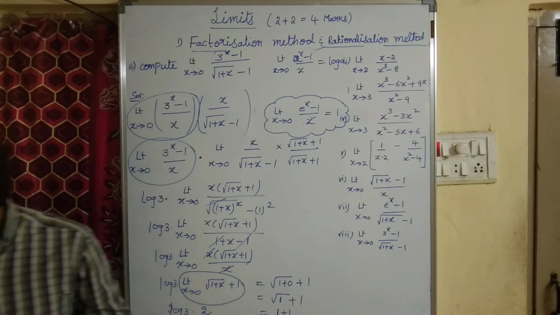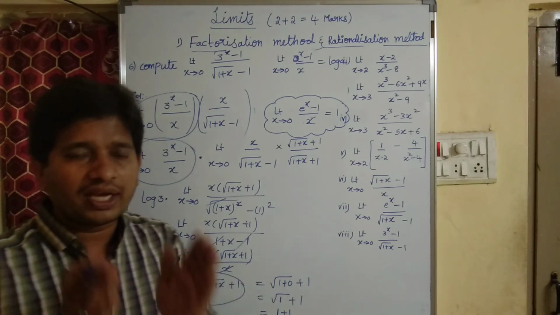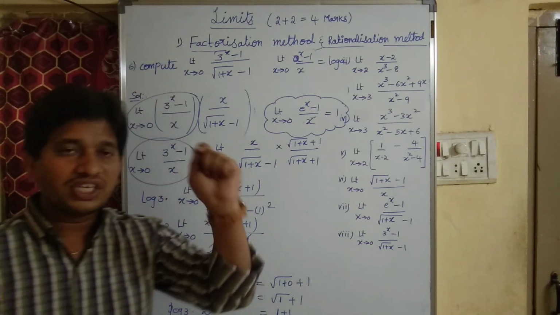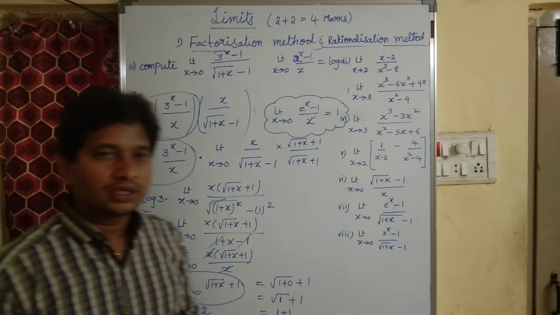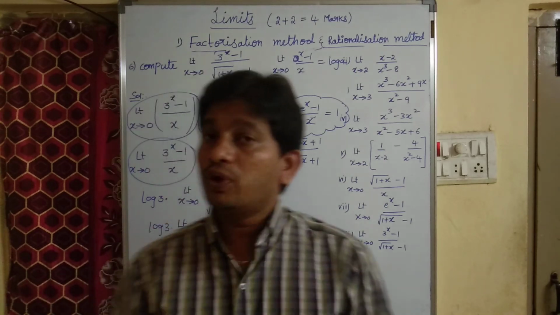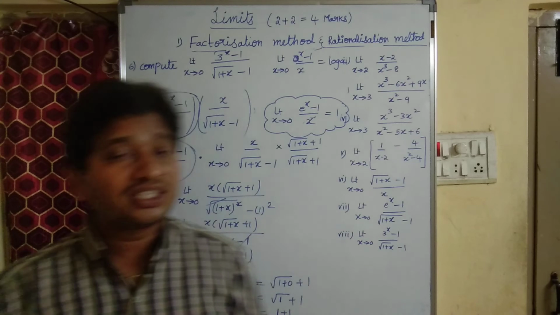Okay. The procedure is everything same. Only the difference is here: if I say e power x minus 1 by x, it is equal to 1. If it is a power x minus 1 by x, it is equal to log a. Clear children? I hope you understood today's session about factorization method and rationalization method.